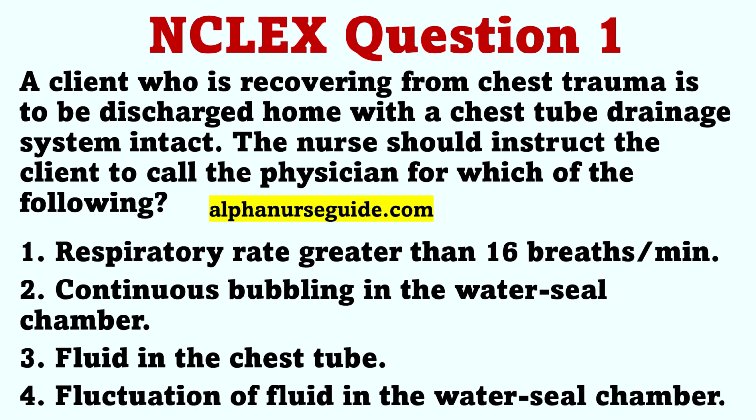The correct answer is 2. Continuous bubbling in the water-sealed chamber indicates a leak in the system, and the client needs to be instructed to notify the physician if continuous bubbling occurs. A respiratory rate of more than 16 breaths per minute may not be unusual and does not necessarily mean that the client should notify the physician. Fluid in the chest tube is expected, as is fluctuation of the fluid in the water-sealed chamber.